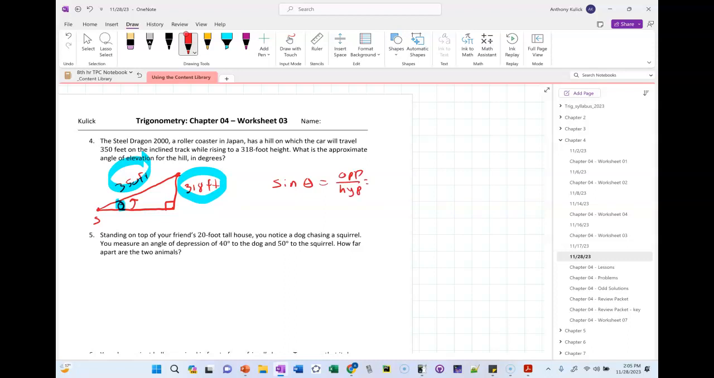Yes. Nope. Because it says angle of elevation. Oh. Declination. It would be like that angle.